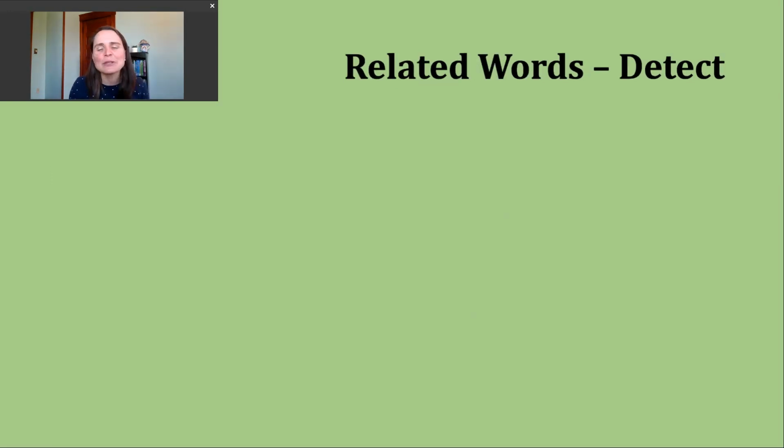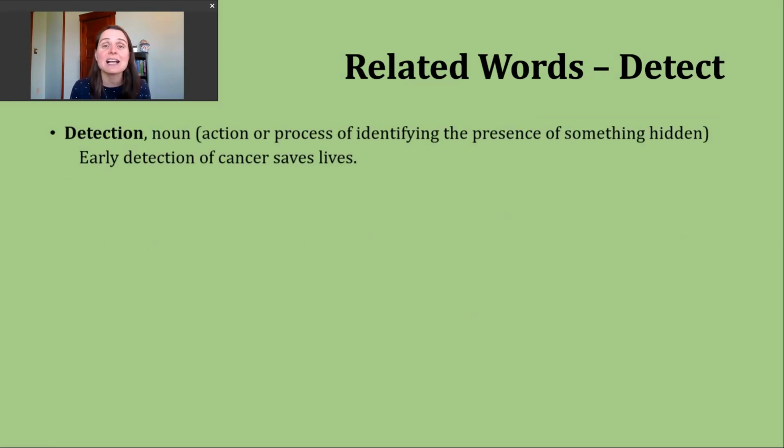Now, let's spend a moment looking at some words that are related to our verb detect. And the first word we're going to discuss is the noun detection. This is just the action or process of identifying the presence of something, maybe again that's hidden, or maybe it's just in a small quantity. So, an example of how you might hear this used: early detection of cancer saves lives, right? So, if we can identify the presence of cancer, the chances that we are going to be able to treat it and survive it increase greatly.